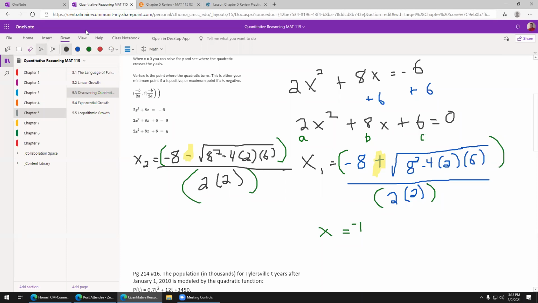So if we redo this problem again, I have to retype all mine because the scroll thing does not work on mine. So -8 minus square root of 8 squared minus 4 times 2 times 6, close parentheses, divided by 2 times 2. I only put 4 in this time. So for this one, I get the answer of -3. So when I go to graph this, my first point is going to be -3, 0, and my other point is going to be -1, 0.